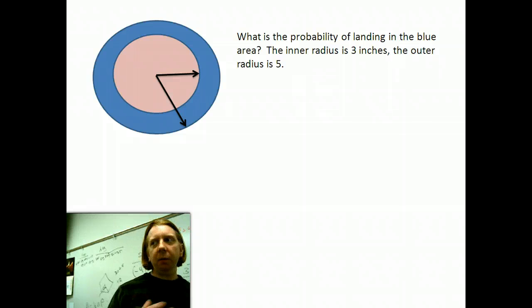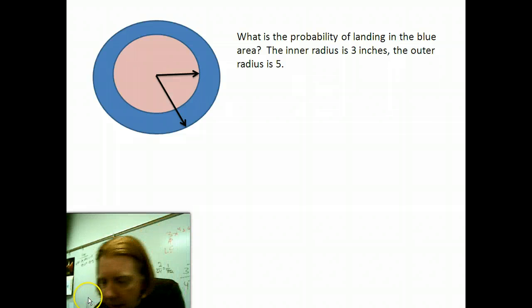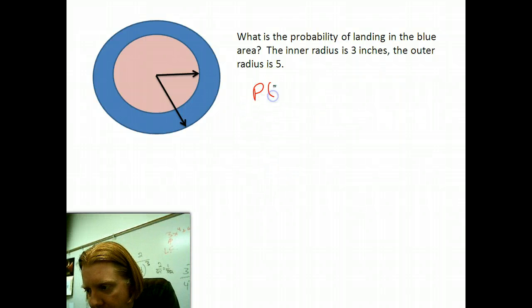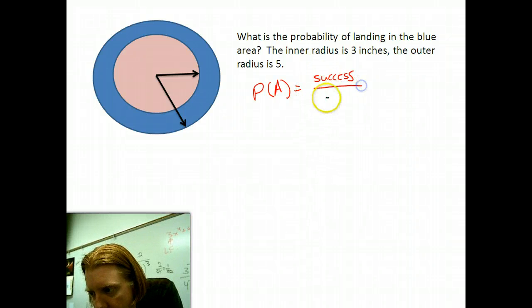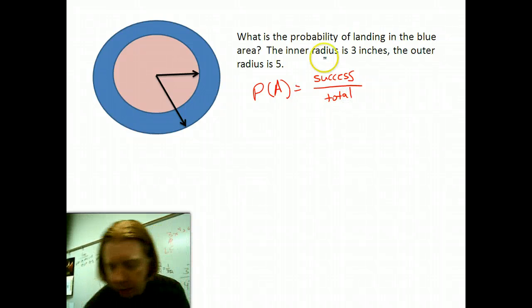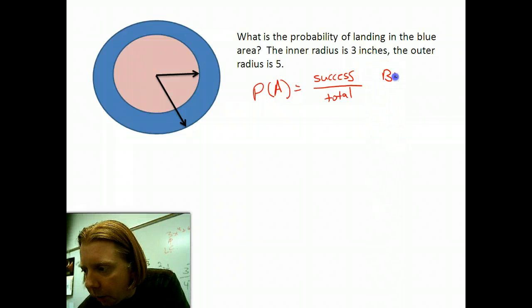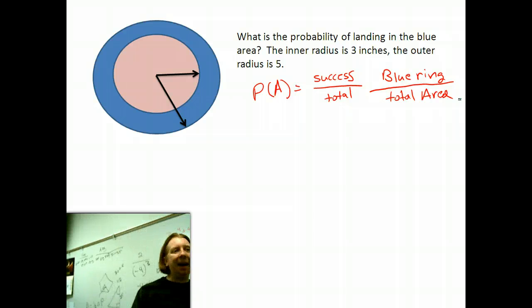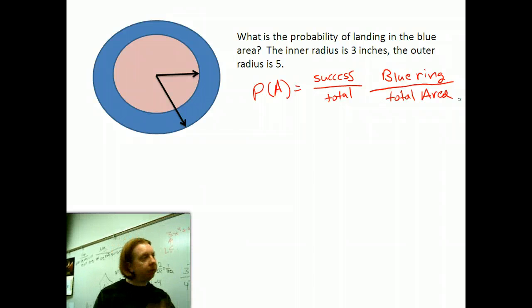Think of it the same way we handled it before. The definition of probability says the probability of any event happening is the number of ways it can happen that I want, divided by the total number of tries. So what I'm really asking here is, what's the area of the blue ring divided by the total area? And this is where that composite stuff we worked on last section comes into play.